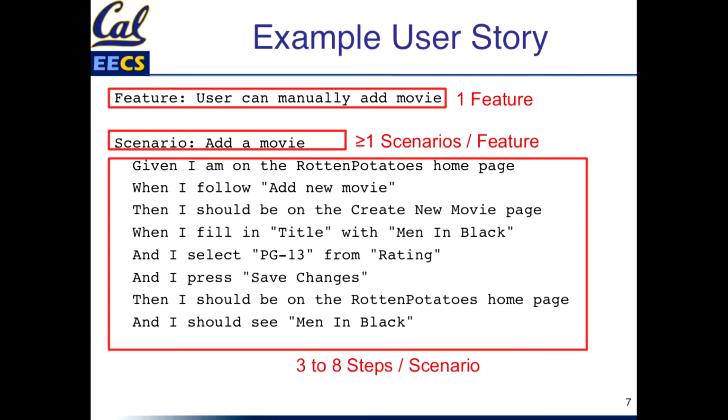Given I'm on Rotten Potatoes homepage, when I follow add a new movie, then I should be on a create new movie page. When I fill Untitled with Men in Black, and I select PG-13 from rating and press Save Changes, then I should be in the Rotten Potatoes page, and I should see Men in Black. So these are called steps. So we have a feature, which is a user story. We have multiple scenarios, typically at least one per feature, and there are steps per scenario.